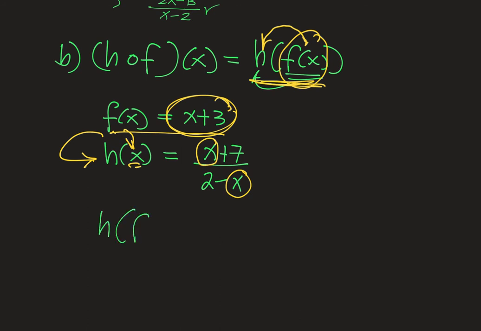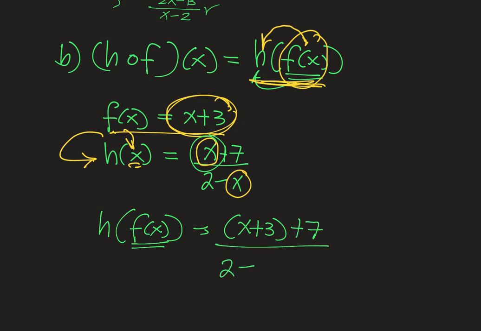H of f of x. So our f of x is x plus 3. It will now replace this x. You have x plus 3 plus 7 divided by 2 minus, careful with the minus sign, put a parenthesis, change this x by our f, which is x plus 3.